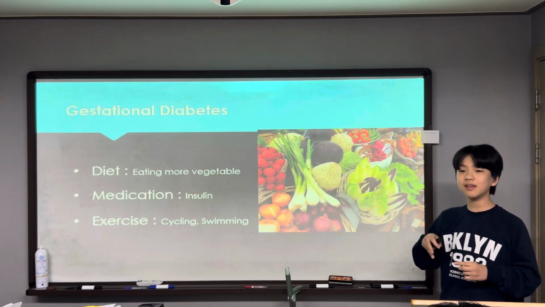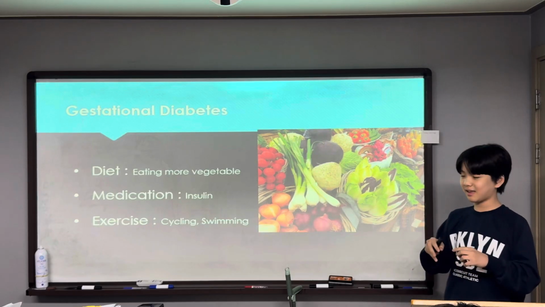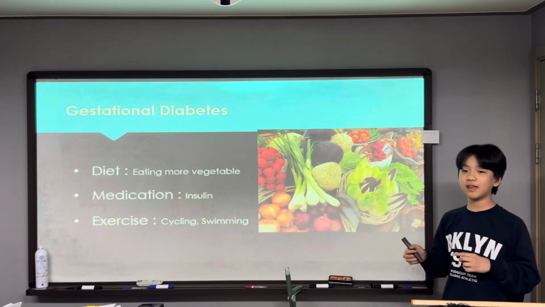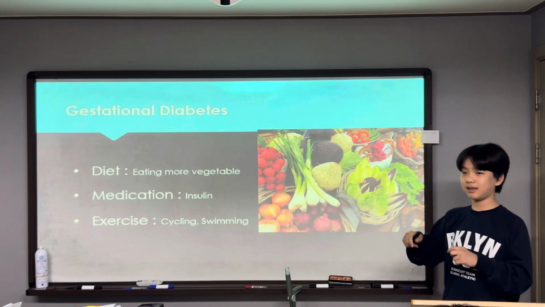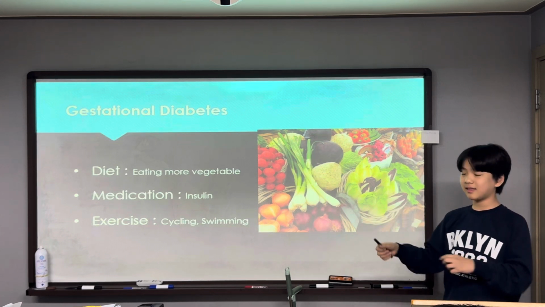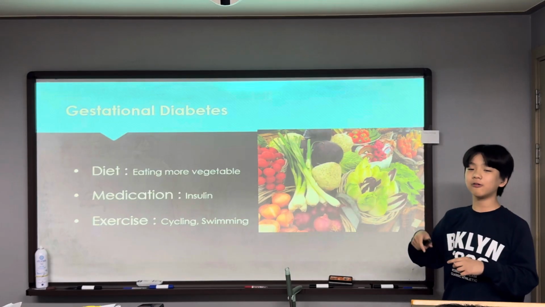For pregnant women, they do swimming or acrobatic, and cycling, not like outside cycling, which might be dangerous, but indoor cycling. Oh, okay.